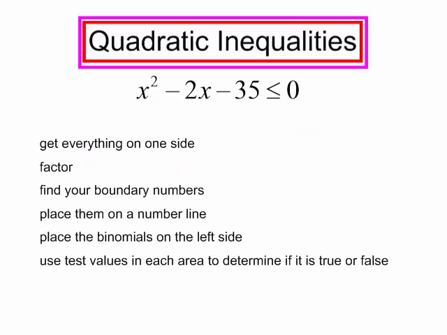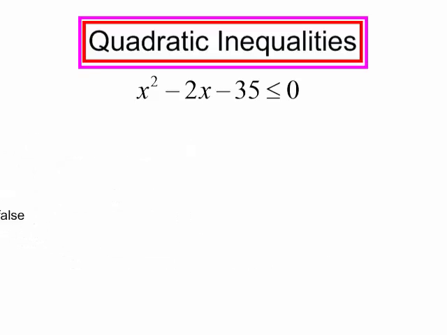To solve this by the sign graph, I will get everything on one side. I will factor it just like I would a quadratic equation. And then I will solve a quadratic equation to find my boundary numbers. After that, I will place these boundary numbers on a number line. I will place the binomials on the left side to help me with my sign graph. And then I'll pick test values in each area, in each interval, to determine if it is true or false.